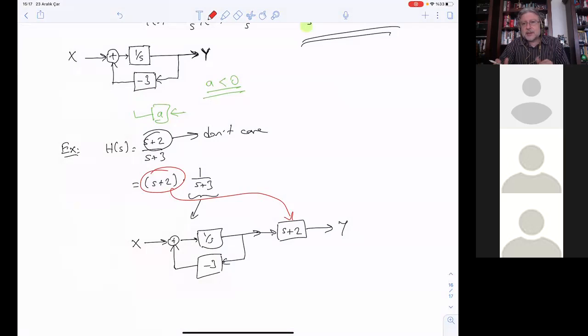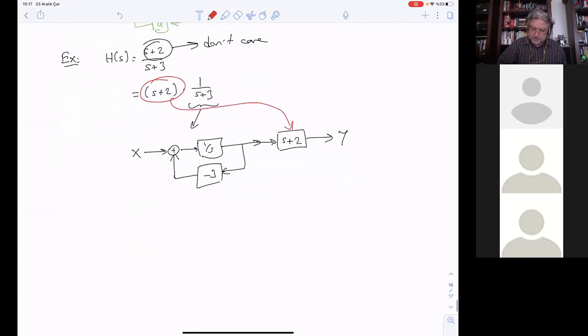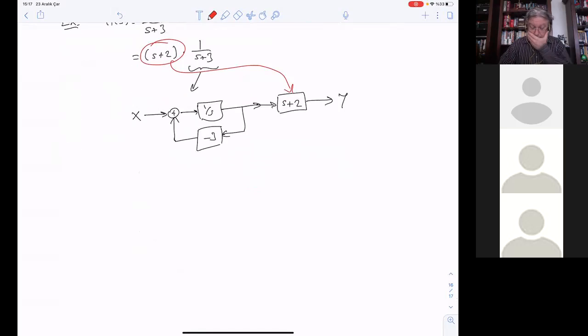What I was saying is, the numerator part, we don't care. We just say that the system consists of a further numerator system, which is s plus 2. The thing is the denominator part that we are trying to implement using a feedback. So let us change the color first and continue with the second order examples. They will be a little bit more interesting.